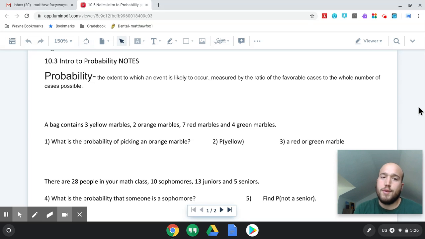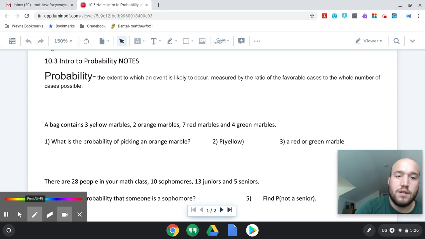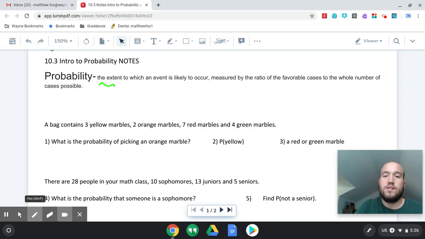Last week, permutations and combinations, those are related to probability. However, probability, as you can see here, hopefully, says the extent to which an event is likely to occur. It's measured by the ratio. So hopefully you know a ratio, something like a fraction, okay?